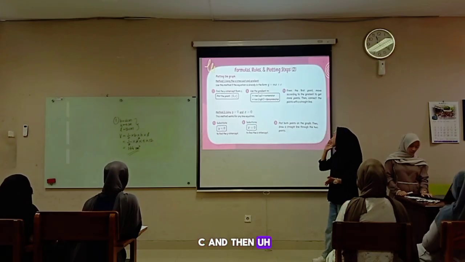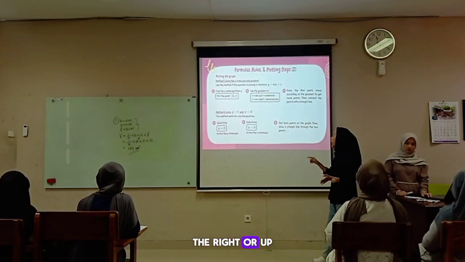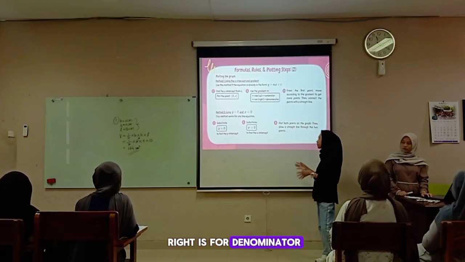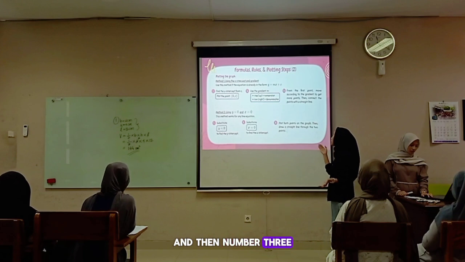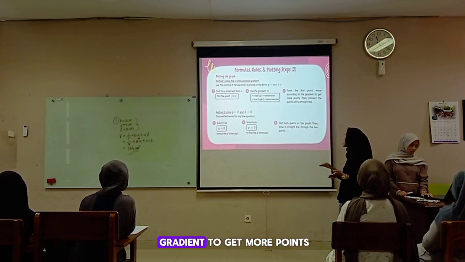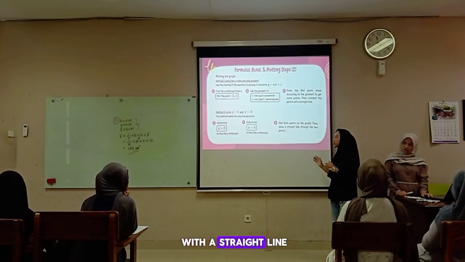And then step number 2, you use the gradient m. The rise or up is the numerator, and the run or right is the denominator. And then number 3 is, from the first point, move according to the gradient to get more points. Then connect the points with a straight line.